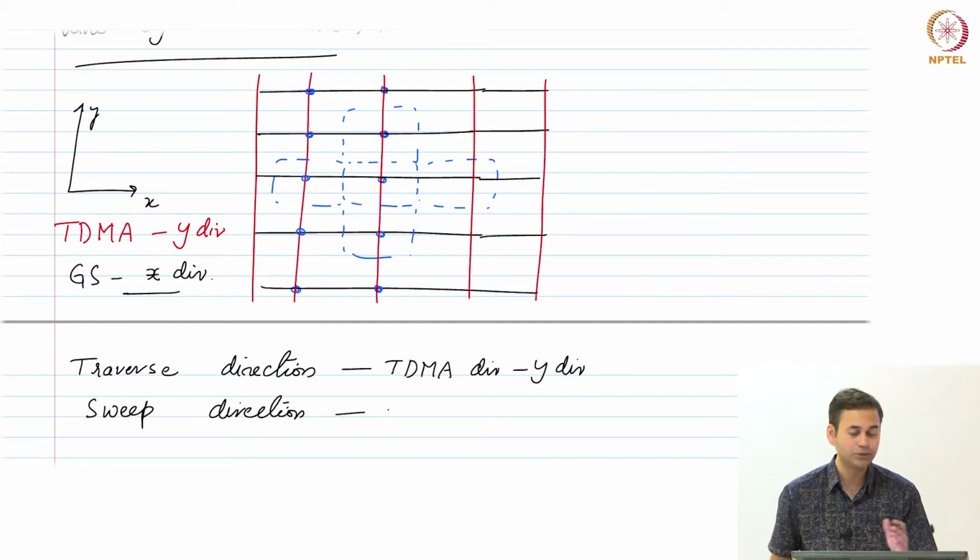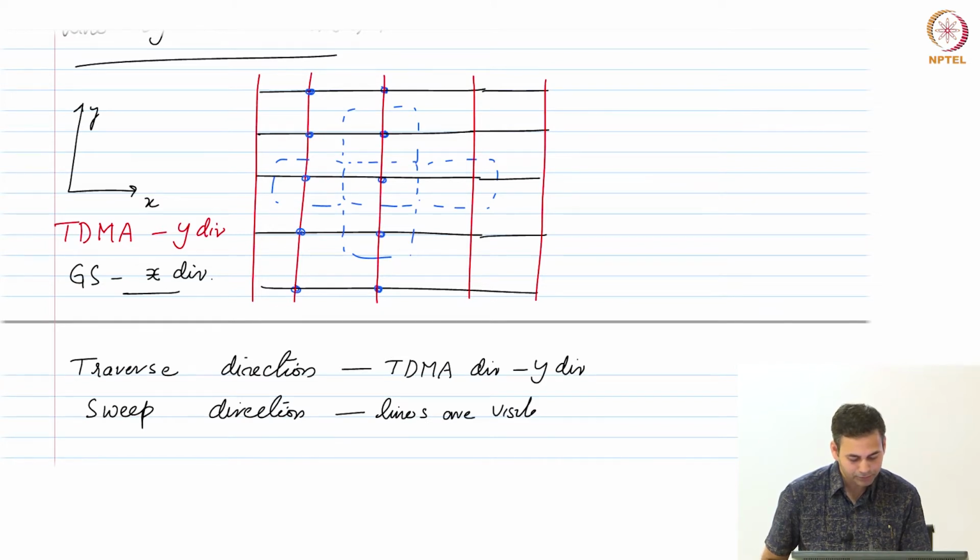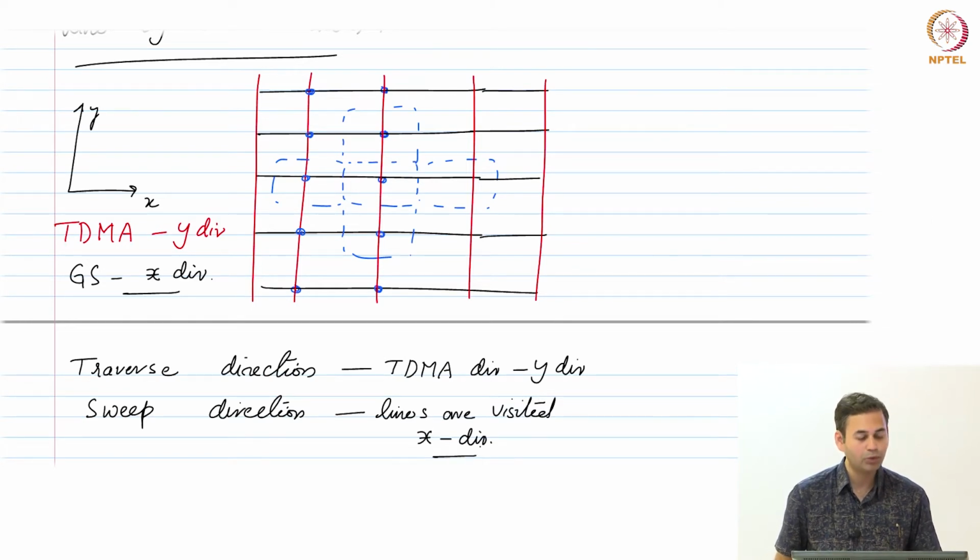Let us say in this particular case we move from x min to x max, we go from 0 to x max, so we are sweeping in the positive x direction, okay. So that is essentially the direction in which your Gauss-Seidel or the lines are visited, okay. So this is the direction in which lines are visited. This happens to be the x direction. Okay, now the question is then, how do I solve TDMA along these lines?